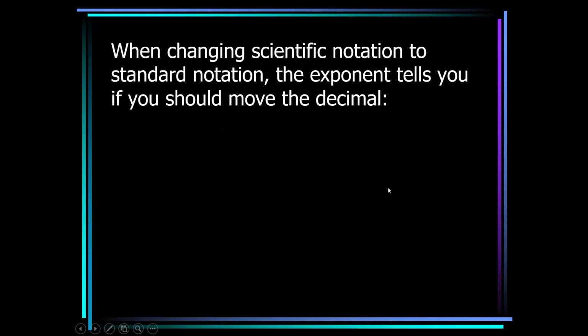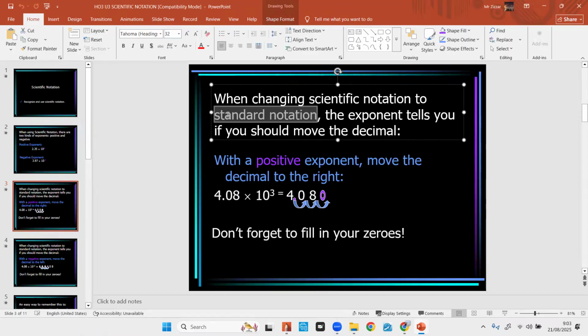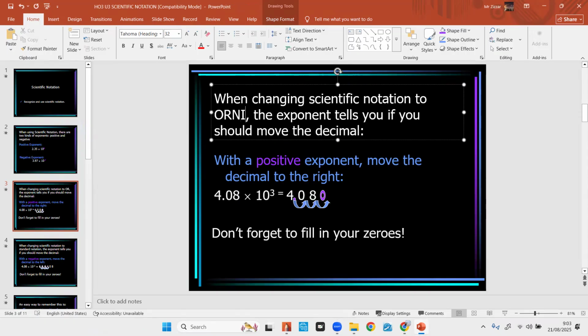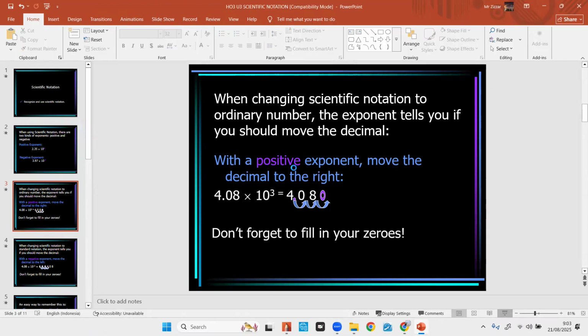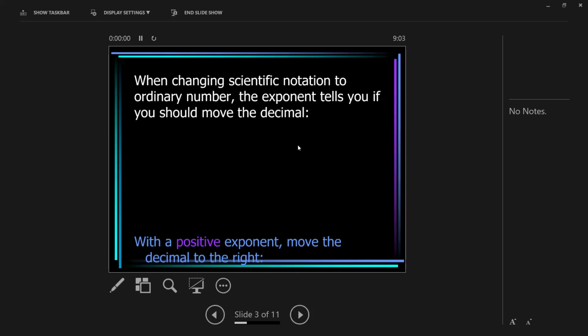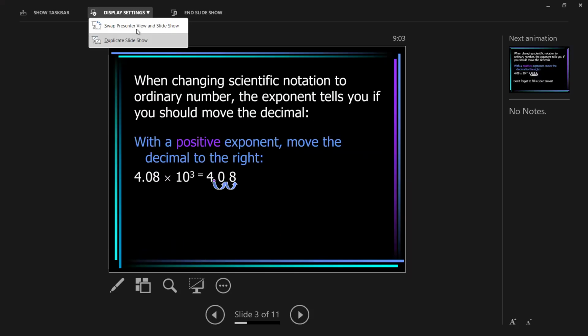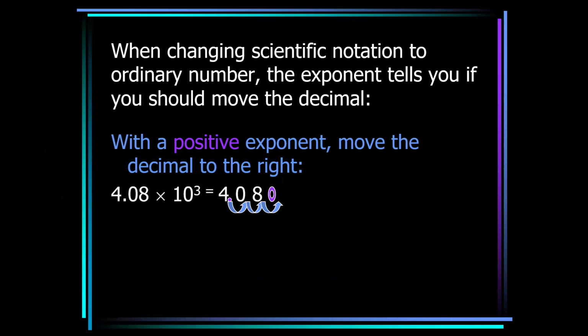When changing scientific notation to standard notation, this is wrong, guys. When changing scientific notation to ordinary number, because standard notation and ordinary number are actually equal. Scientific notation and standard form is equal to ordinary number. We use the IGCSE and Cambridge definition. Okay, wait, display, duplicate. A moment, guys. So everything here is on all times.